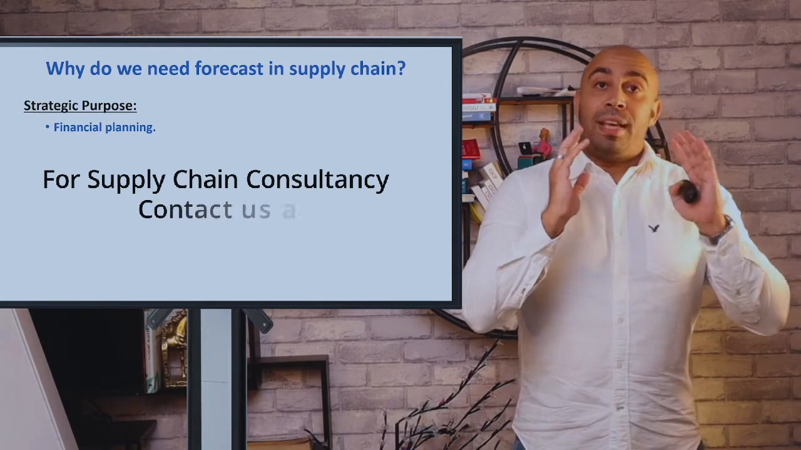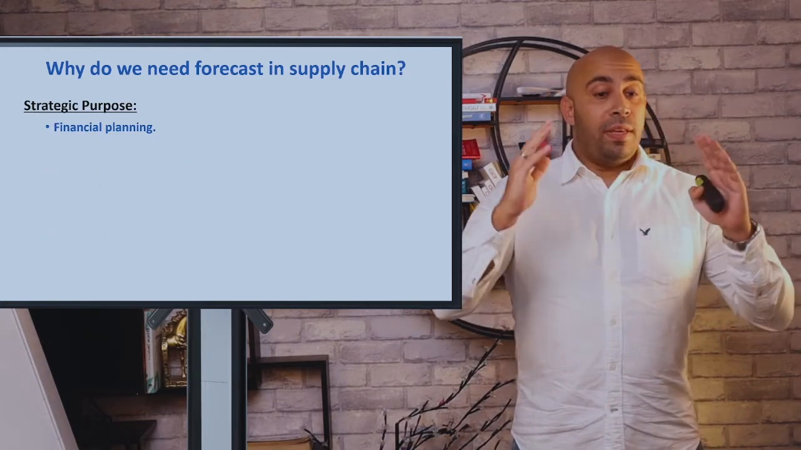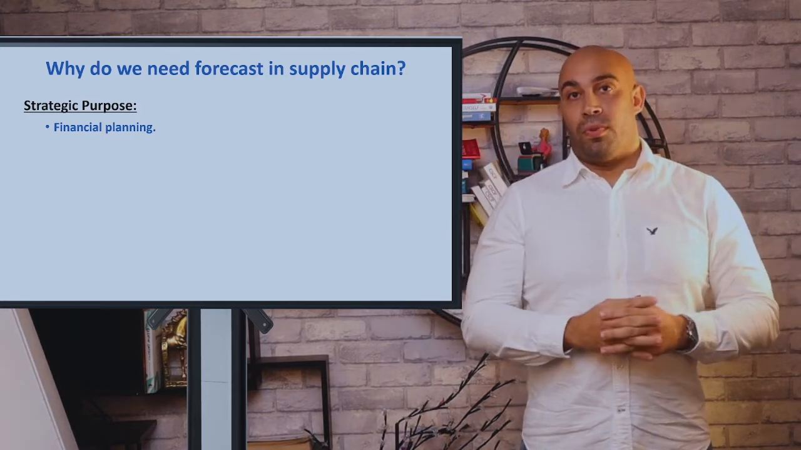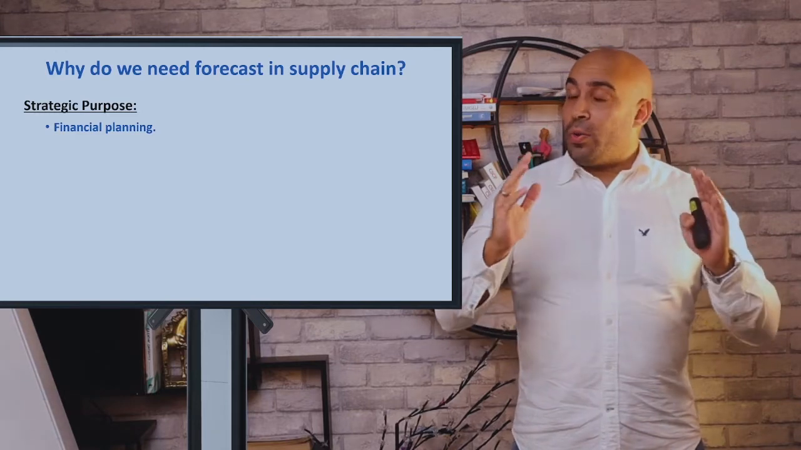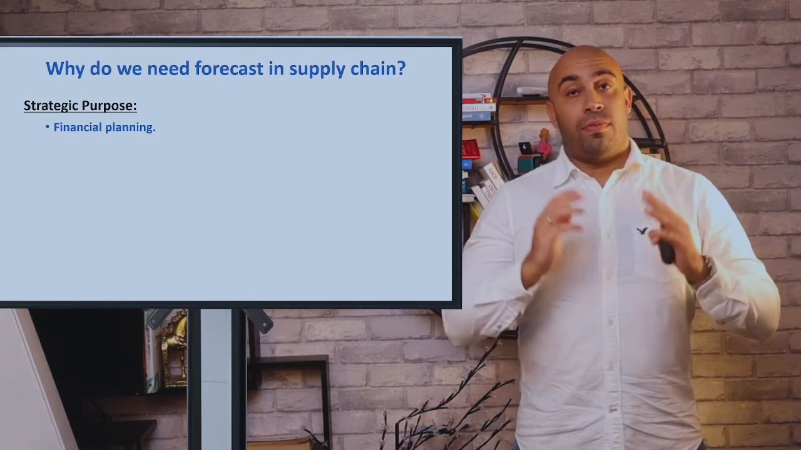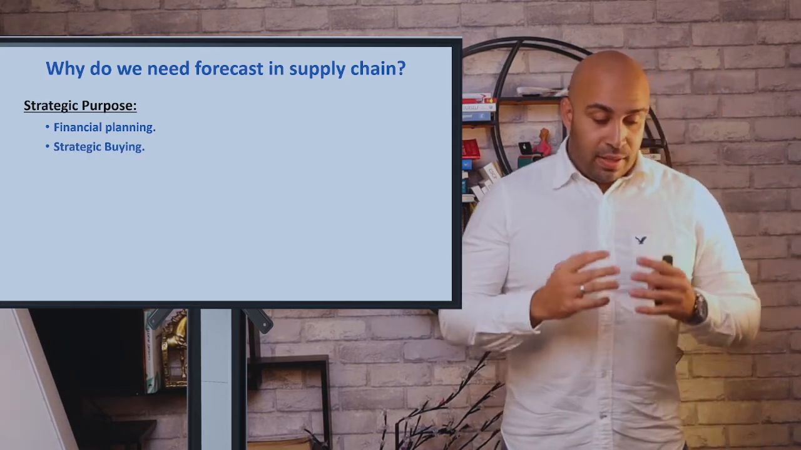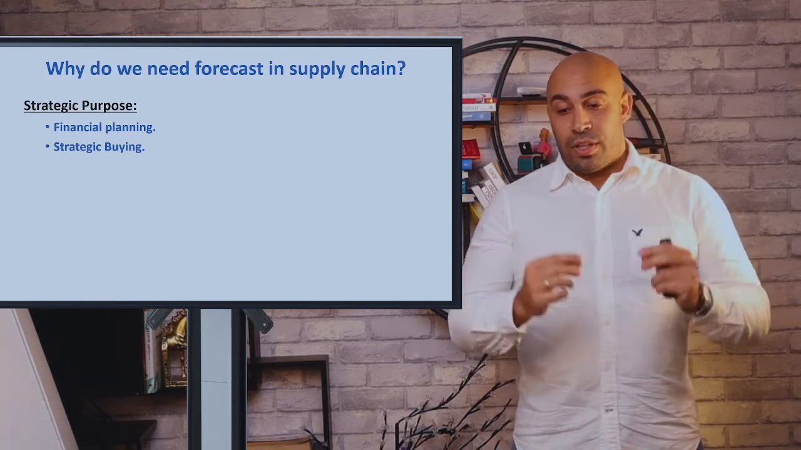From that level, you have to look into a longer term, which could be from 3 to 5 years, to see how my company will perform. So forecasting will allow you to see: are you aligned with your financial forecast and financial plans, yes or no? The second level under the strategical purpose is strategical buying.